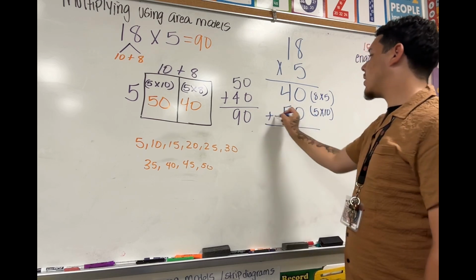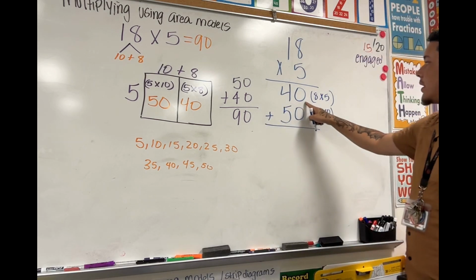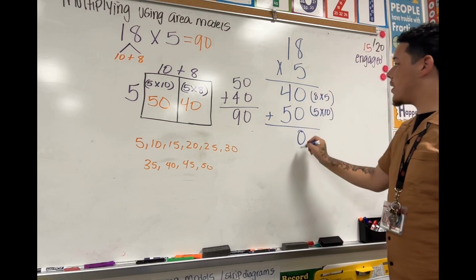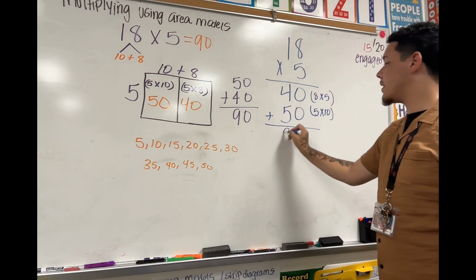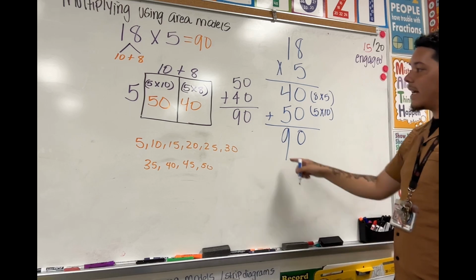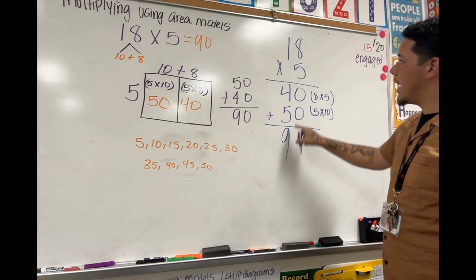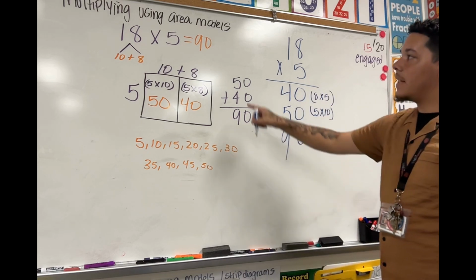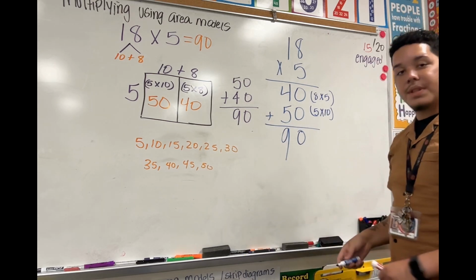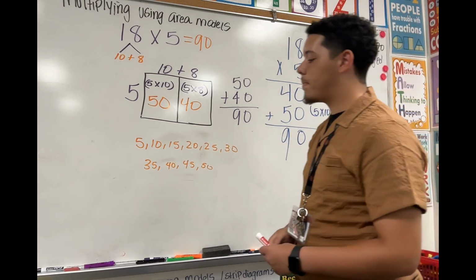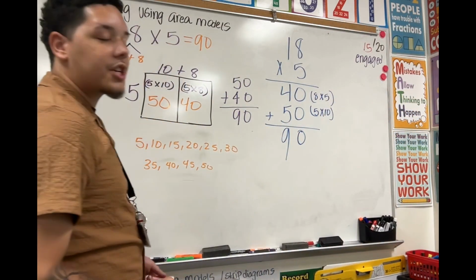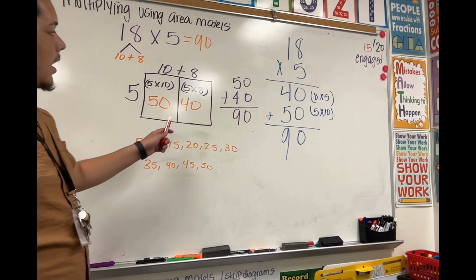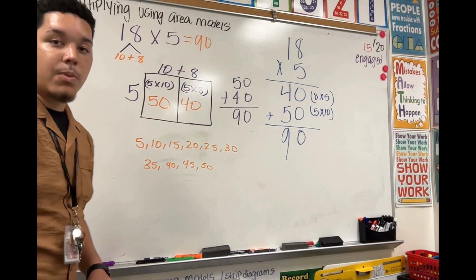Okay? So if I go ahead and add them up, 0 plus 0 is 0. And 4 plus 5 is 9. So I did get the same answer for both ways. This is called the standard algorithm, and this is called multiplying using an area model. So I hope this helped. Once again, you can choose a strategy that works best for you, but I'm going to allow you to choose which one works in your favor.